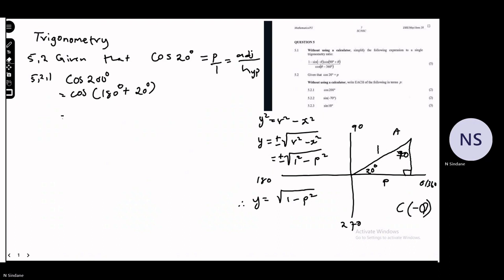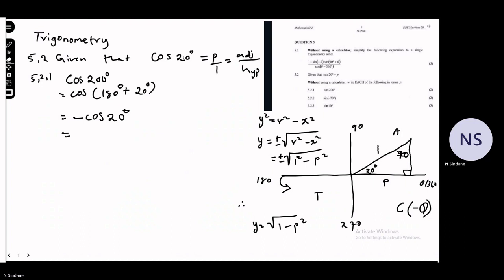Using the reduction, I can see that 180 plus 20, I'm going to be moving to the third quadrant, right? In the third quadrant only tan is positive. I'm coming this side, right? Only tan in that quadrant is positive, so it will tell me that I'm going to have a negative cos of 20, right? That will be negative cos of 20.